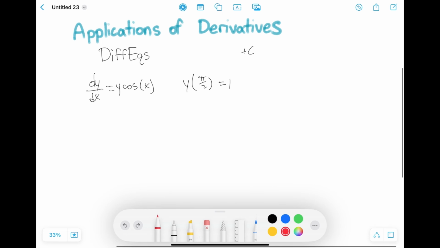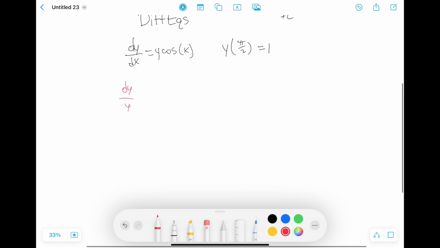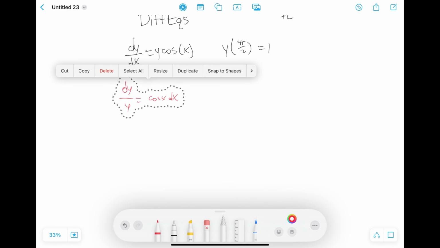So how separation of variables works is we essentially want to move our stuff around, so we have dy on one side and dx on the other. In this case, we can multiply this dx to the right and divide the y to the left, and we would get dy over y is equal to cosine x dx. And then I want to keep this in black.